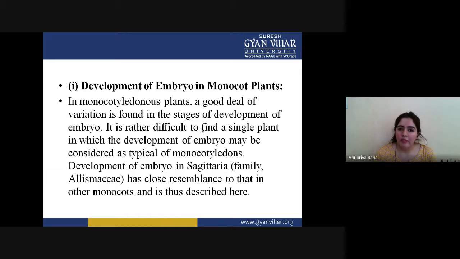The problem in studying monocotyledon embryos is that there are hundreds and thousands of plants which come under the monocots. Every plant inside the monocotyledons has its own different pattern for the development of the embryo. Like if we take five plants, all five plants are going to develop their embryo in a different way. They do not match their embryo formation with each other.